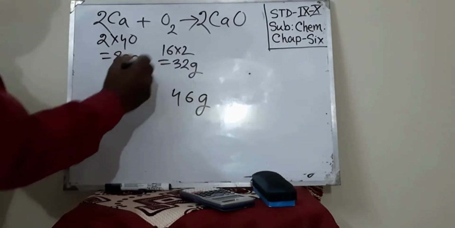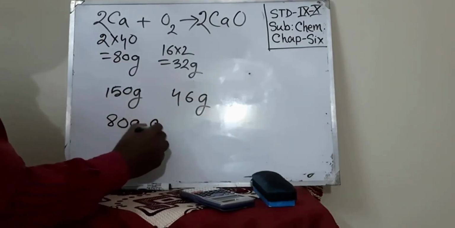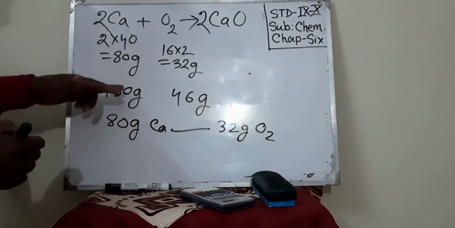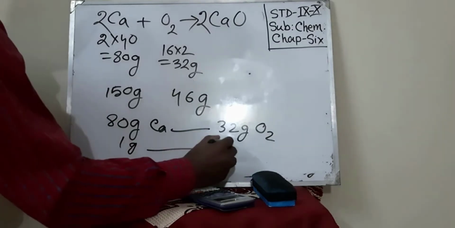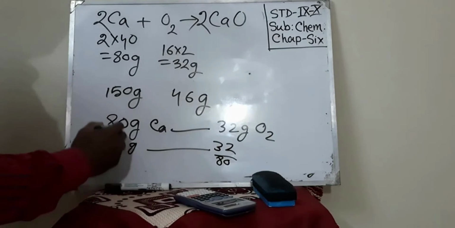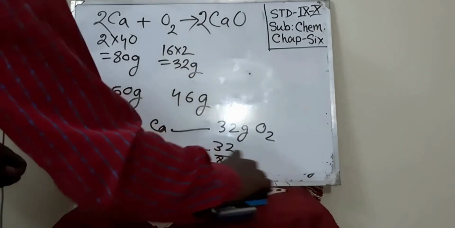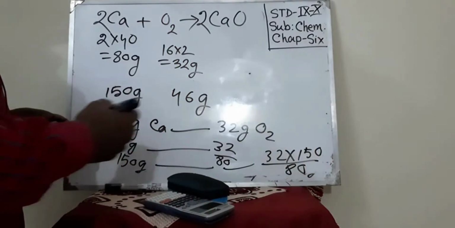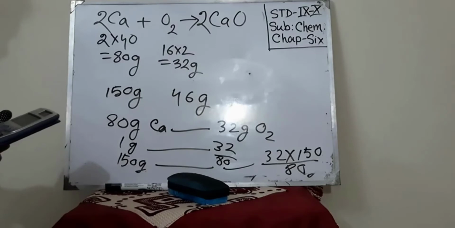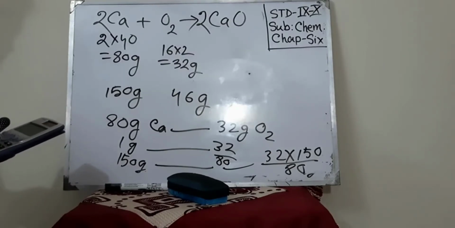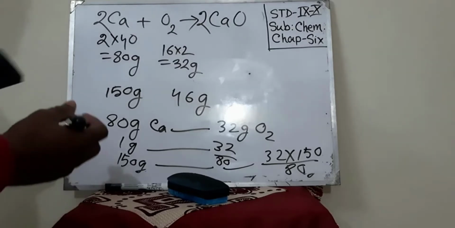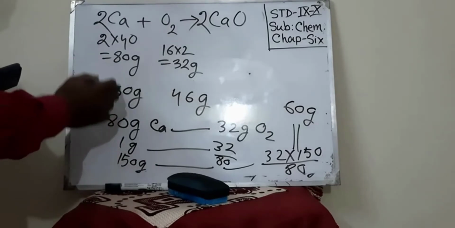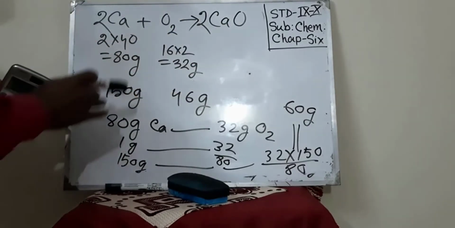Suppose 80 gram calcium reacts with 32 gram oxygen, then for 1 gram it is 32 divided by 80, and for 150 gram, what will it be? It will be 32 into 150 divided by 80. So here we have got 60. That means we have got 60 gram. So if I take 150 gram calcium, we need 60 gram oxygen.